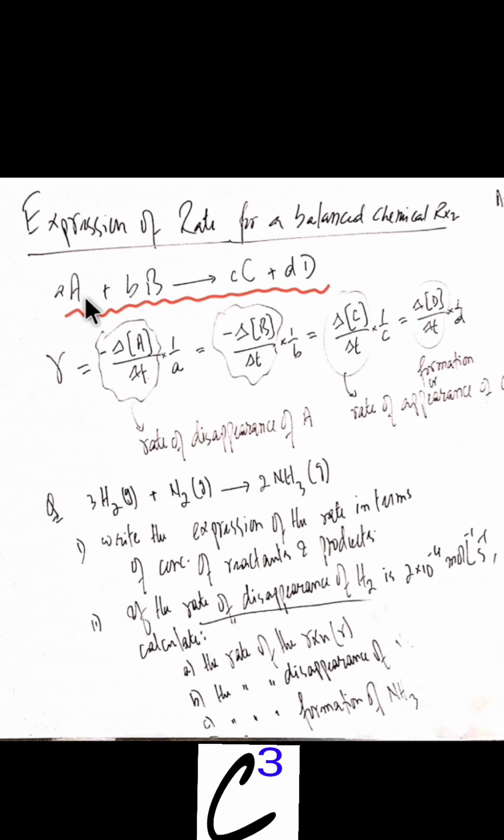So first of all, the expression of rate for a balanced chemical reaction. Okay, suppose this is a balanced chemical reaction: aA plus bB gives cC plus dD. Small letters are their stoichiometric coefficients, while capital letters are reactants and products.